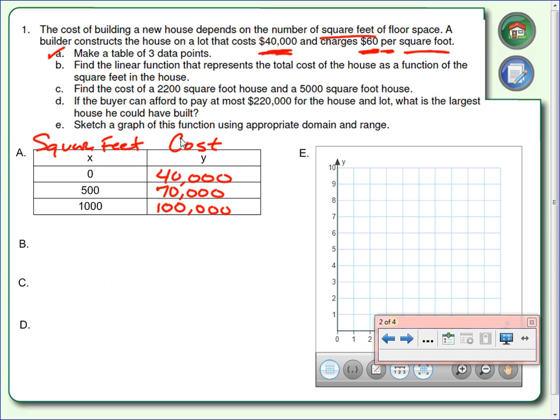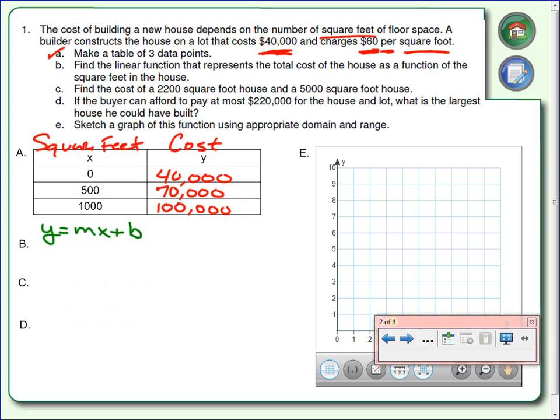Find a linear function that represents the total cost of the house as a function of the number of square feet in the home. So they're asking me to write an equation, and we're going to write it in this form right here, called the slope-intercept form. Now we can do this the easy way, or we can do it the hard way. I'm assuming you guys want the easy way, right?